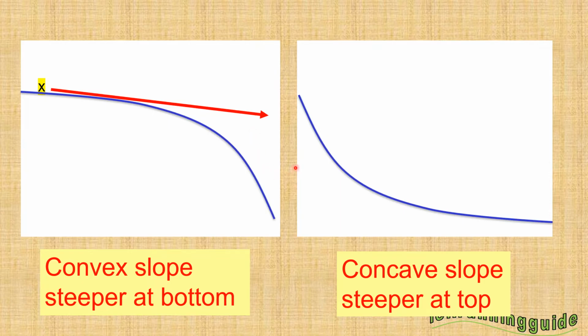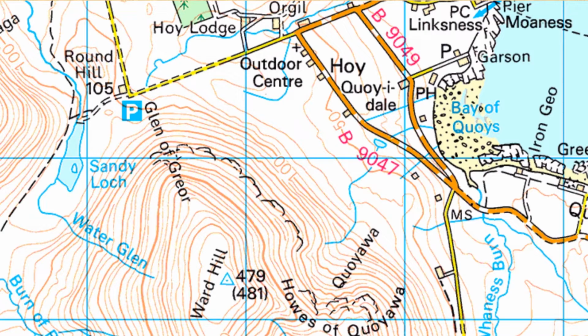What about a concave slope? Well, in this case, if we were at X going downhill, we would be able to see all the ground here because the shape of the ground wouldn't be obscuring what was in front of us. So that might help us. But unfortunately, we don't just get uniform slopes that are one or the other. We usually get a mixture.